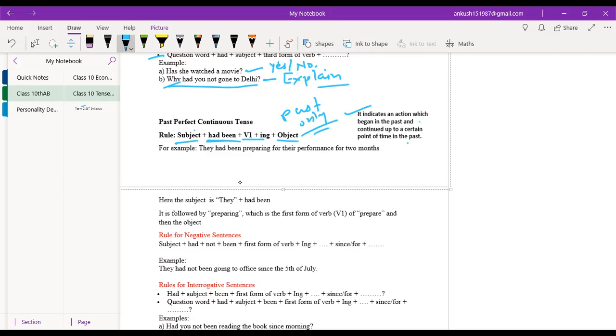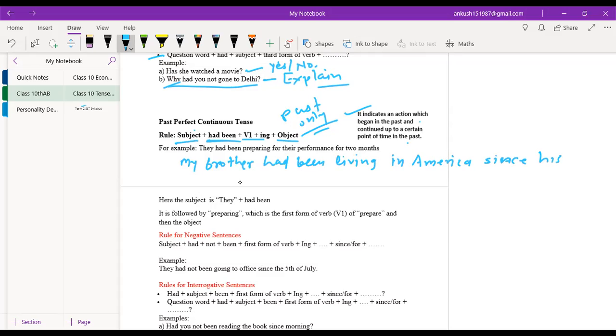Another example we can add over here. My brother had been living in America since his childhood. Okay, since his childhood. The time is not specified over here. That is why I have used since over here. So my brother had been living in America since his childhood.